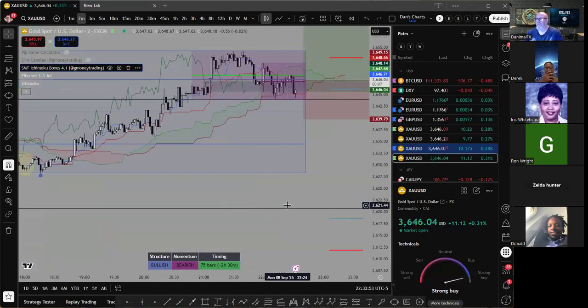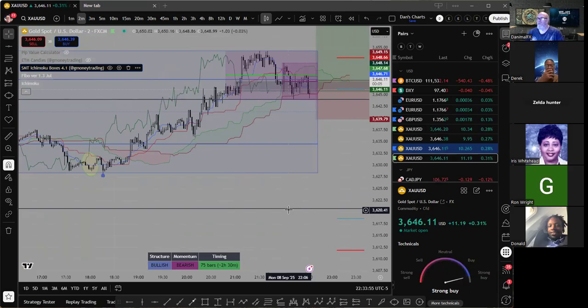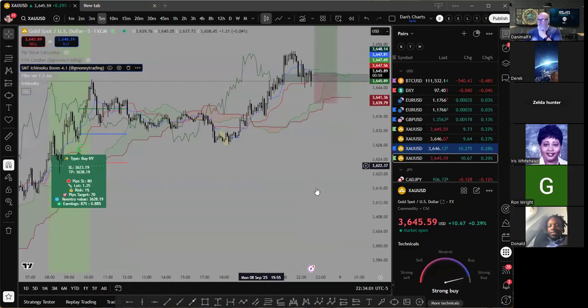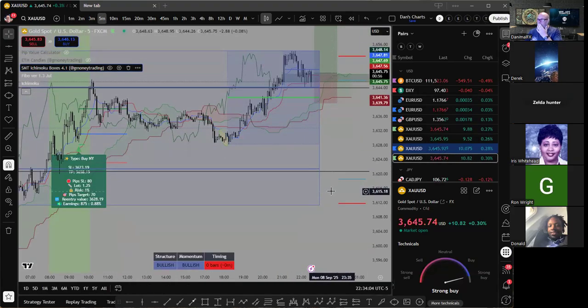But there we go. Yeah, I'm still looking for those buys. We got the 52 above, even though the bearish momentum is on the 5 minute. So we're looking for the market to continue going up, right? Yeah, I'm looking for this.